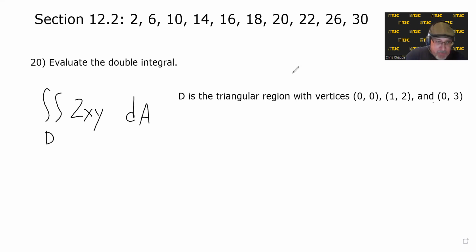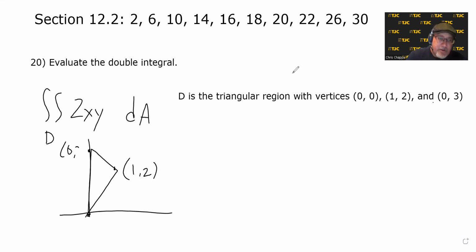All right, so we have (0, 0). Then (1, 2): over 1, up 2 is about here, and (0, 3) is over here somewhere. I need more room up than down. So (0, 3) is up here, (0, 0) is here, (1, 2) is about here. Let's label these ordered pairs: (1, 2), (0, 3), (0, 0).